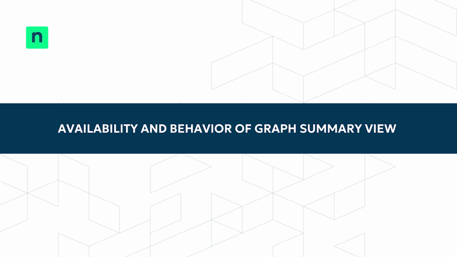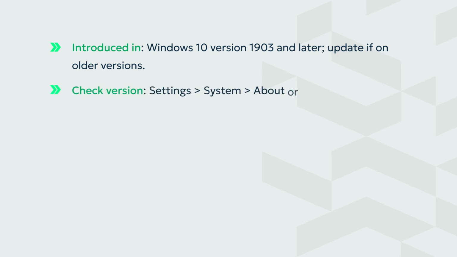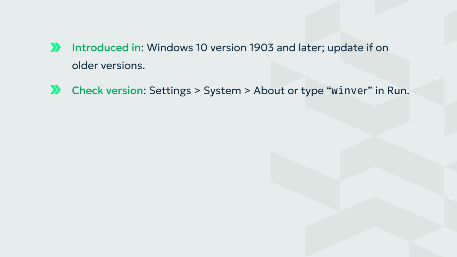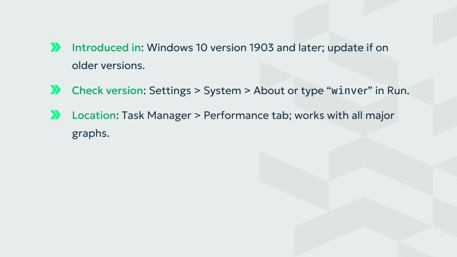Availability and behavior of graph summary view. The graph summary view was introduced in Windows 10 version 1903 and later. If you're on an older version, you'll need to update Windows to access it. You can check your version in Settings, System, About, or by typing WinVer in the Run dialog. This feature is located in the Task Manager's Performance tab and works with all major graphs.